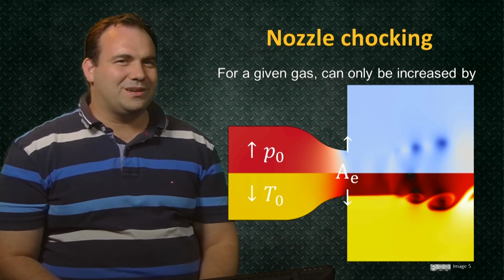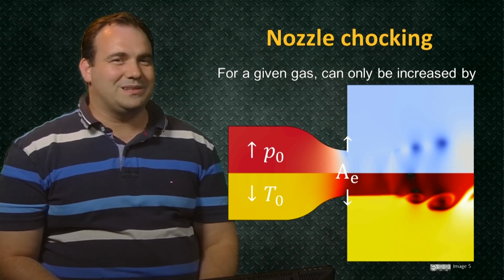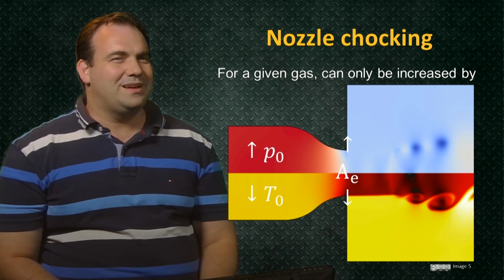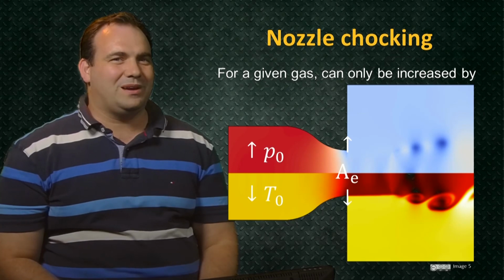While choking doesn't occur in scramjet exhaust nozzles, the fuel injectors in scramjets are almost always choked. So this is an important phenomenon to understand if you're interested in studying scramjets.